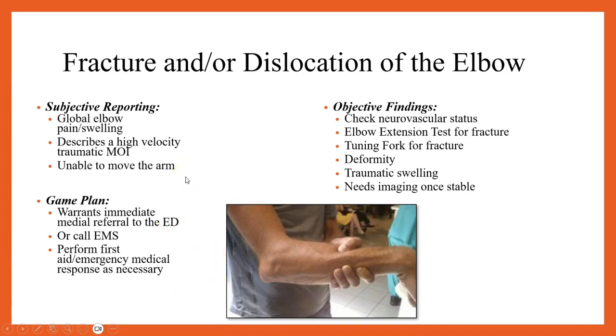This warrants immediate medical referral to the emergency department or calling EMS and performing first aid emergency medical response as necessary as a provider. Objective findings here, you're going to check their neurovascular status, make sure they have good blood flow and sensation to their hand. Elbow extension test, you may put them through that to test for a fracture. Also for a fracture, you might use a tuning fork to see if that elicits any pain. They're going to have deformity mainly, traumatic swelling, and need imaging once stable.